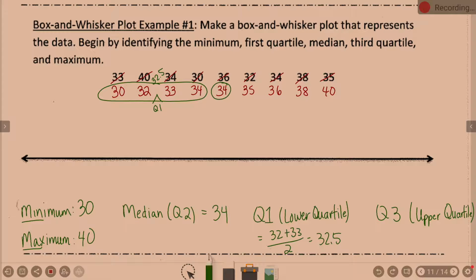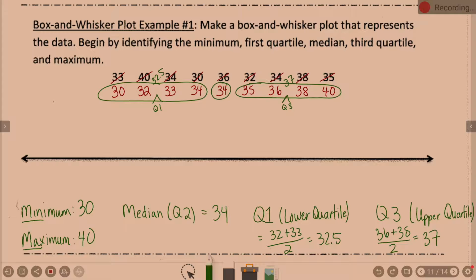And so now, again, that 34 was the middle number. It doesn't go with either the lower or the upper group. So looking at my upper group of numbers, Q3 is going to be in between 36 and 38. And so I agree, it's going to be 37. Or in other words, 36 plus 38 divided by 2 is 37.